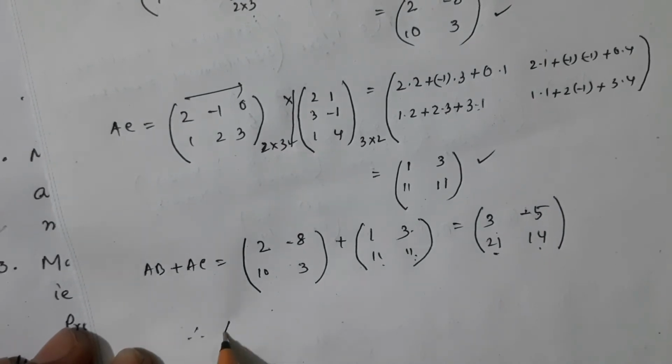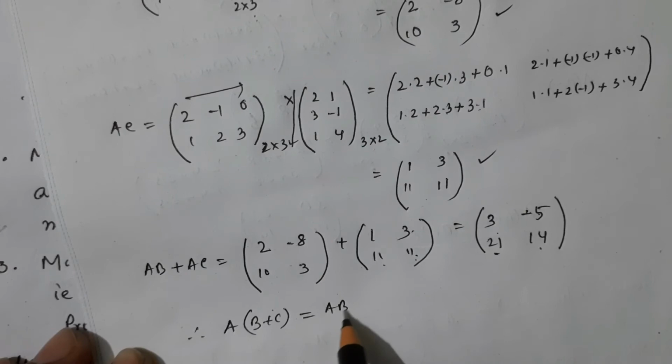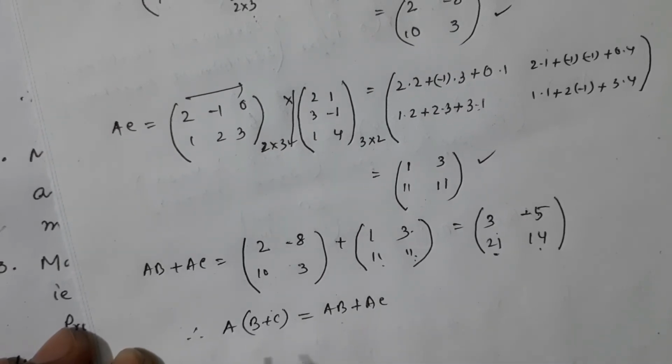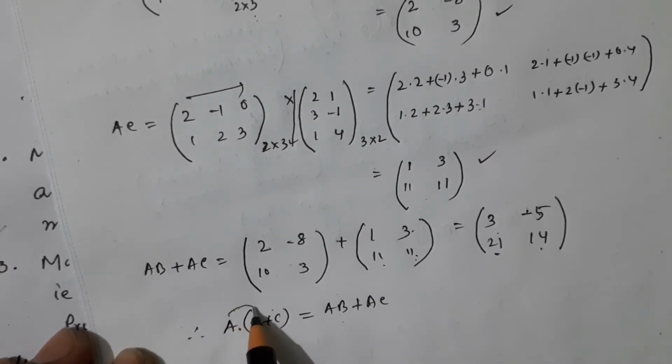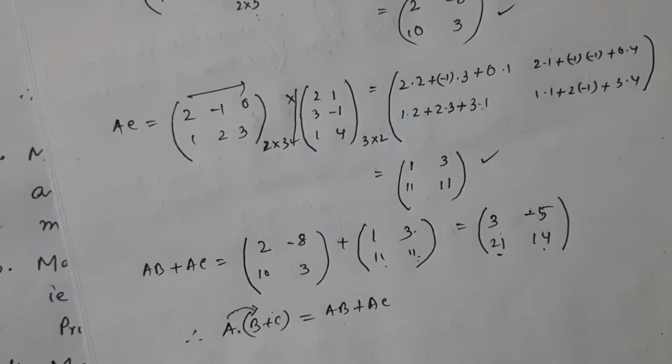Therefore we can say A into B plus C equals AB plus AC. Here multiplication is distributive over addition. So matrix multiplication is distributive.